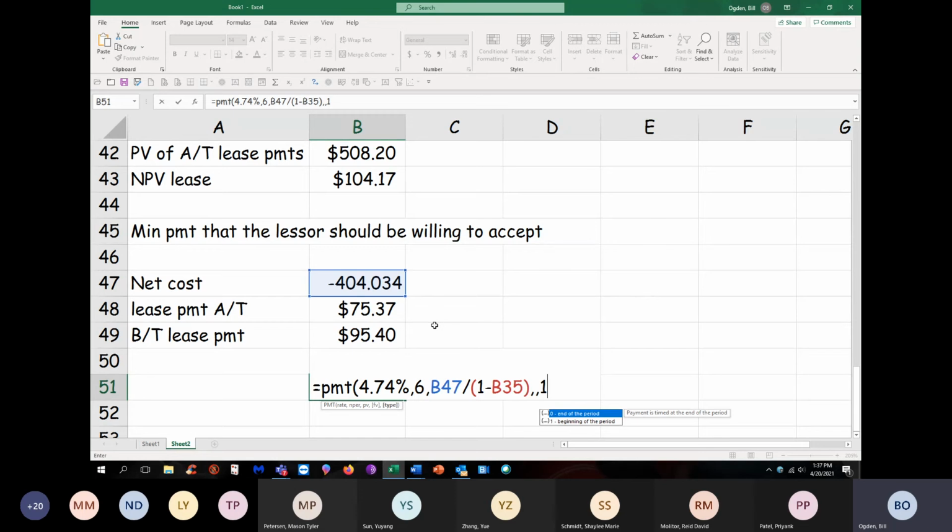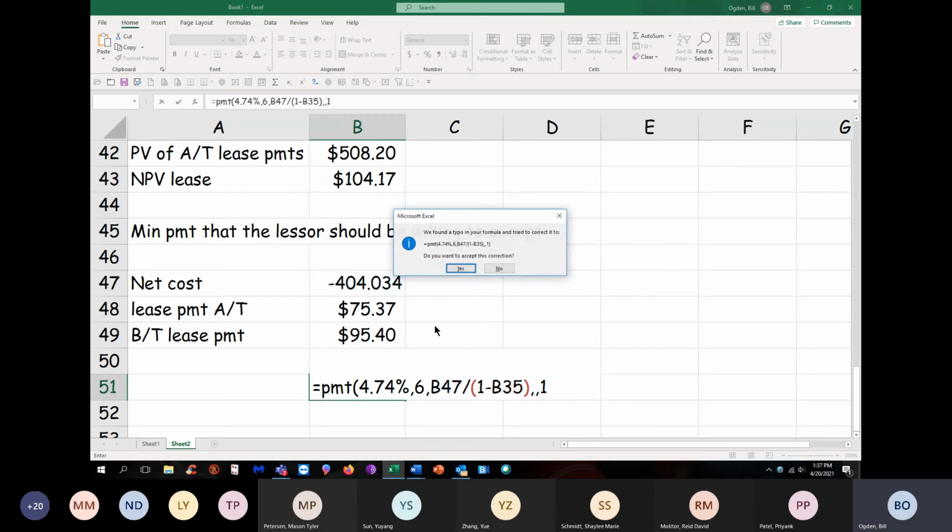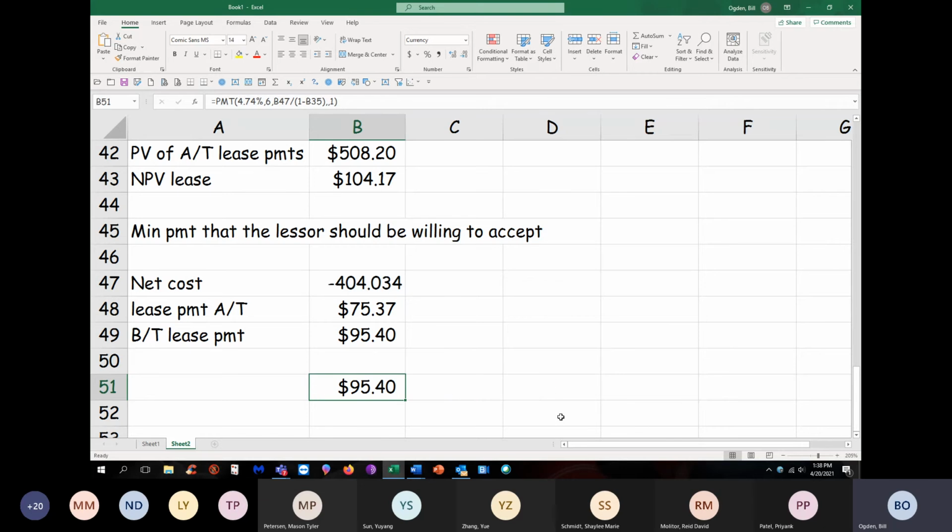And of course, what happens? It doesn't like me. What did I do? Oh, I forgot to print it. Don't ever let Excel fix you. No, get away from me. I hate that nanny. All right, here we go. Do it myself. Oh, look at that. Same 95.40 I have here.